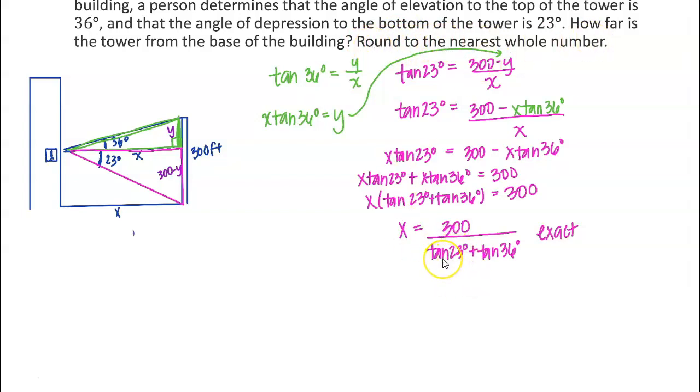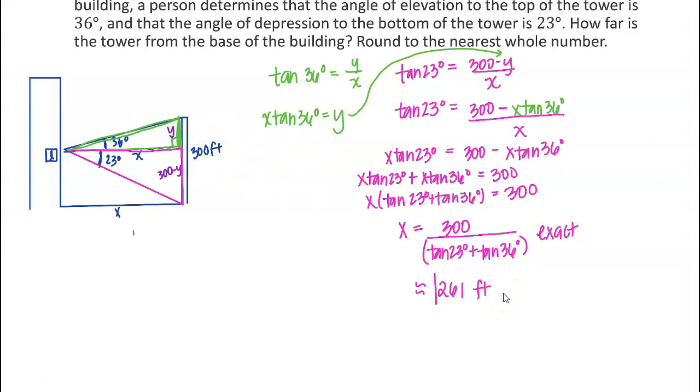So when I plug this into my calculator, I just want to make sure to include parentheses around the denominator. So 300 over the quantity, tangent 23 degrees plus tangent 36 degrees. And that's approximately 261 feet. So this one is not an angle we're solving for. We're solving for a distance. So I was in search of how far the tower is from the building. And the units that we were given here in terms of distance were in feet.